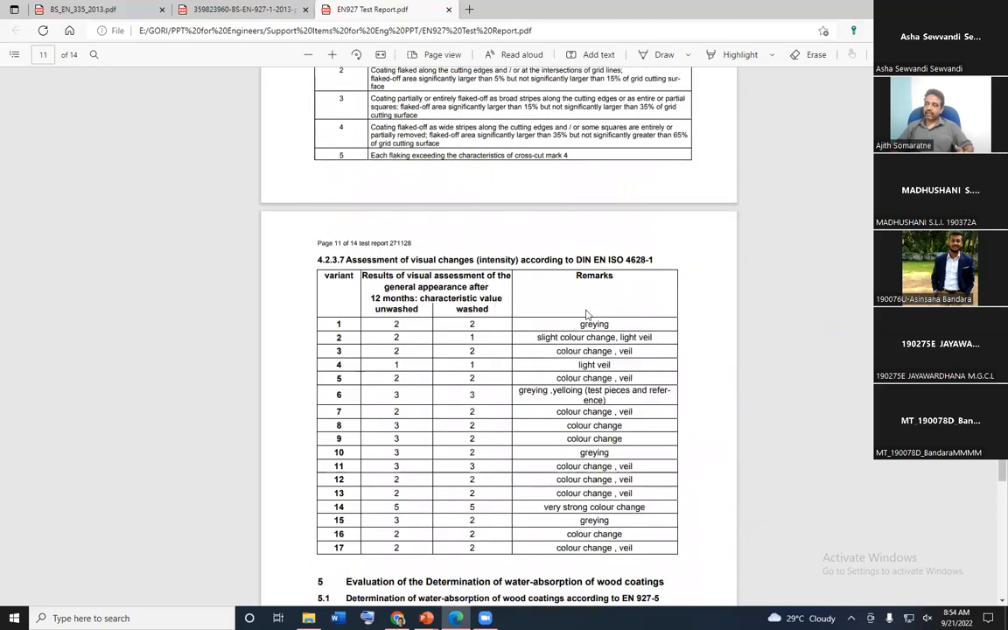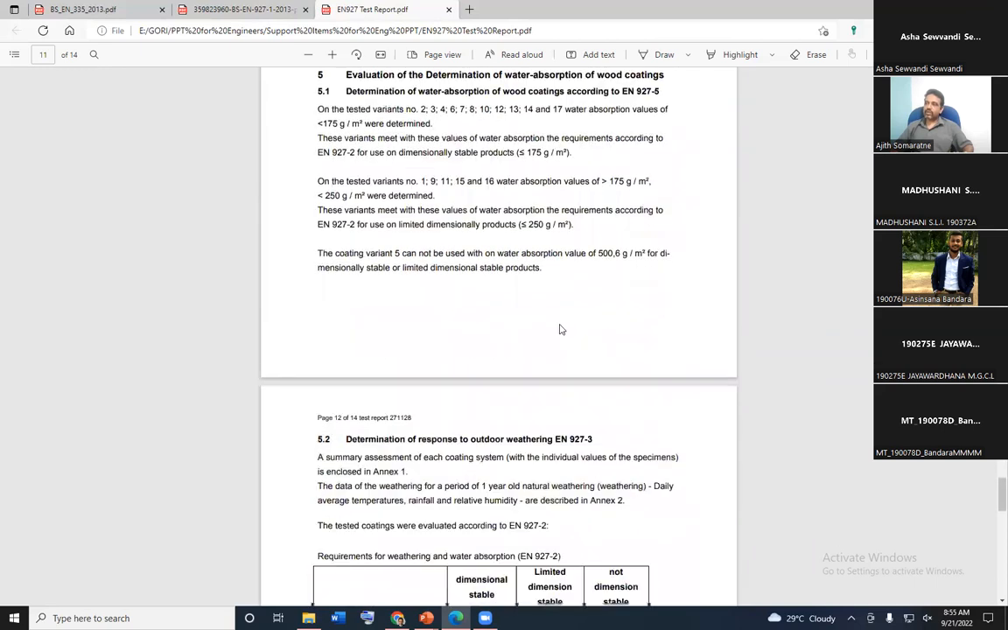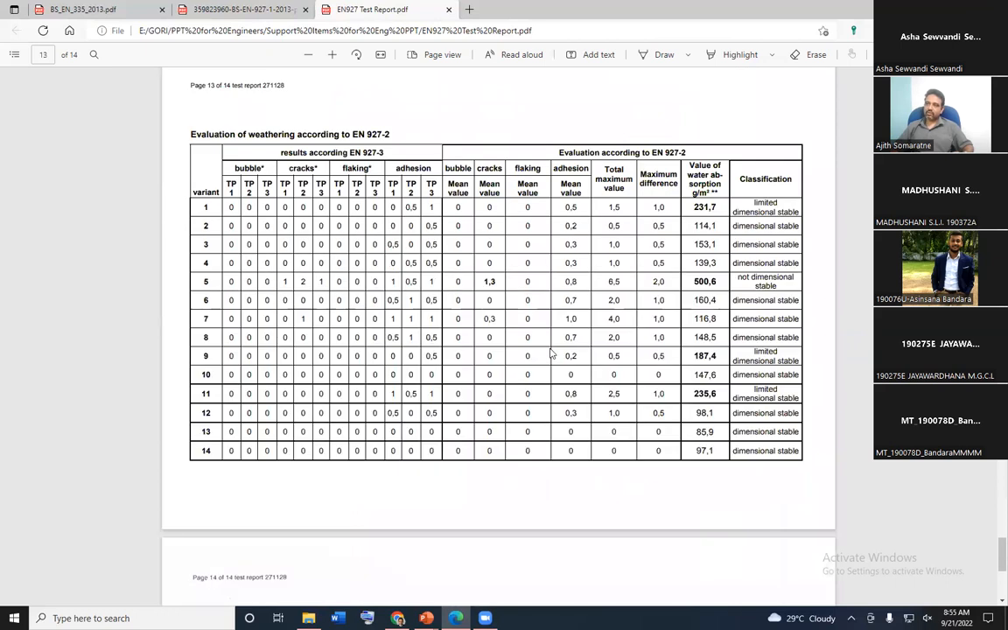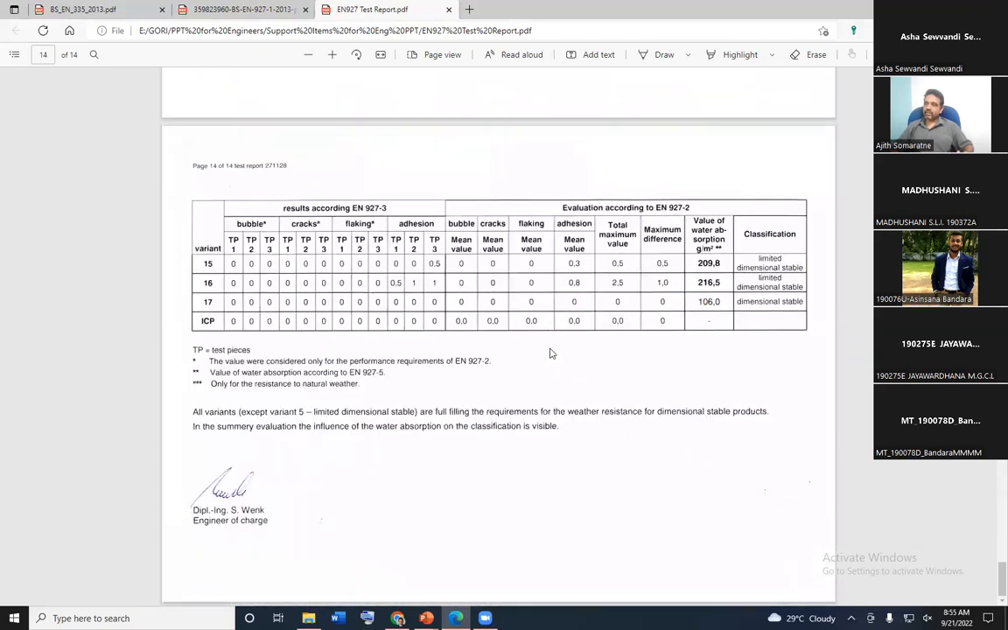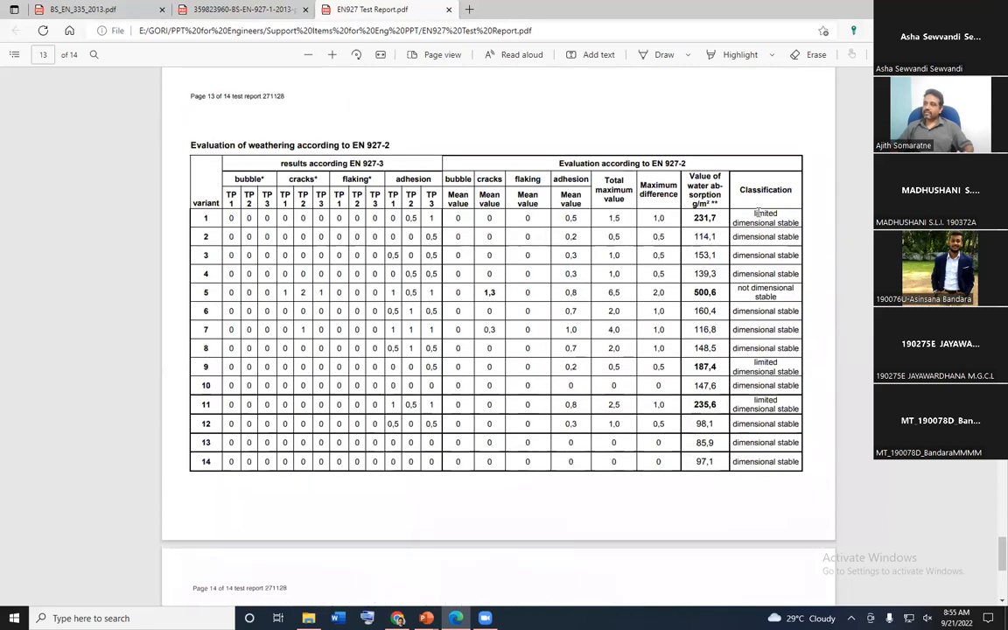Likewise, according to EN927, there are some test spots also mentioned in the 927. In addition to the criteria they have mentioned within the code, they have referred to some other test code also. So this is how it is measured and how the results are presented. So you can see after considering all these things, it classified the coatings for each category.